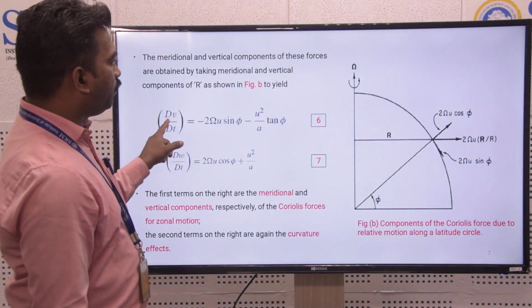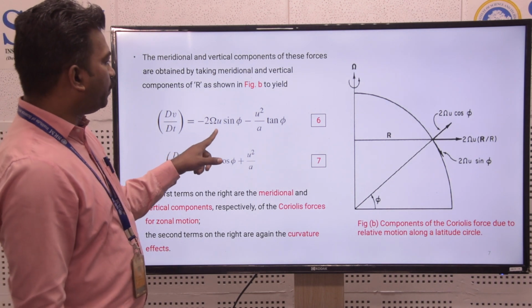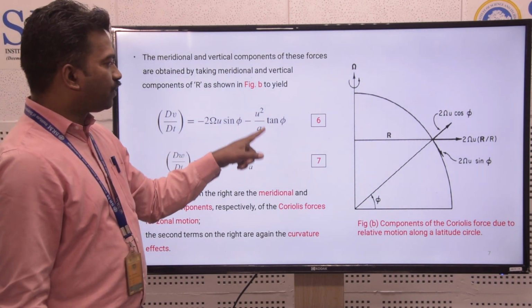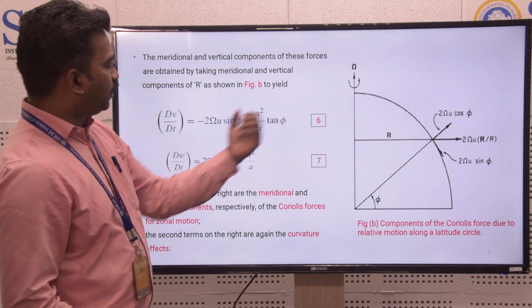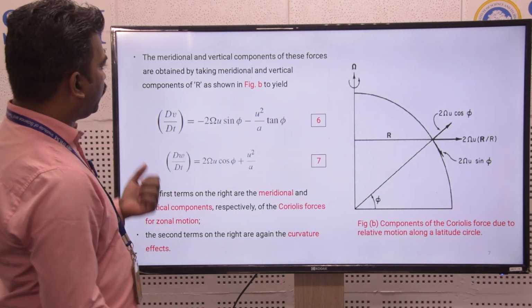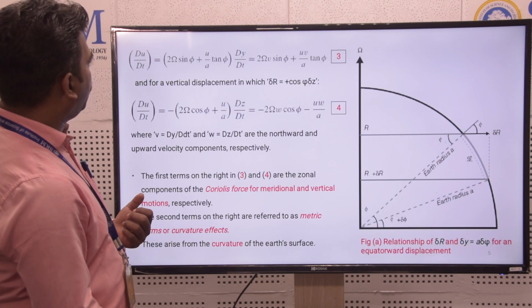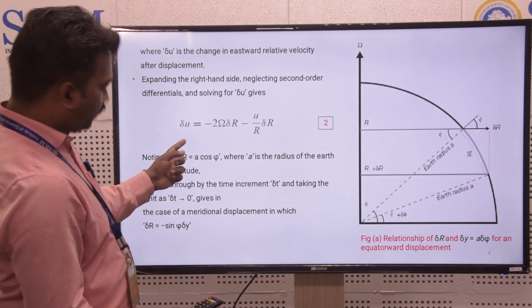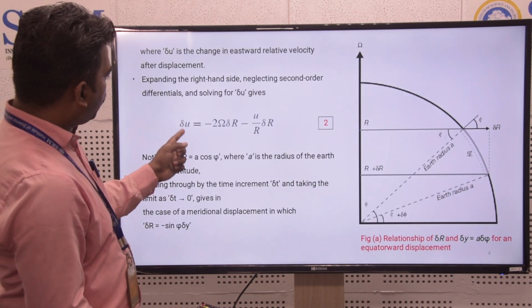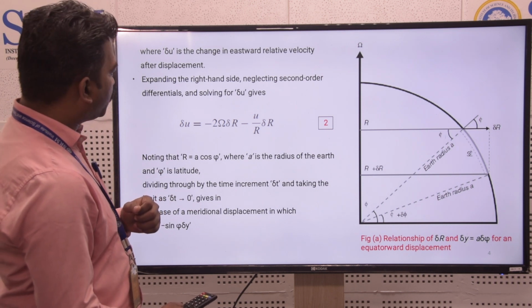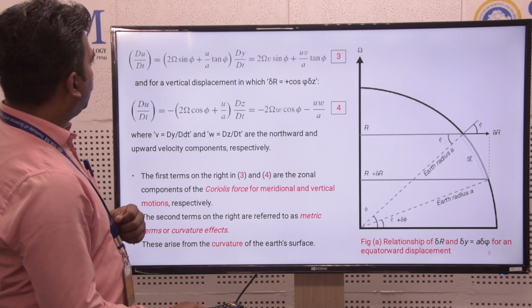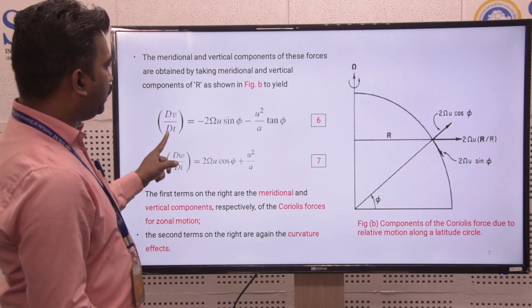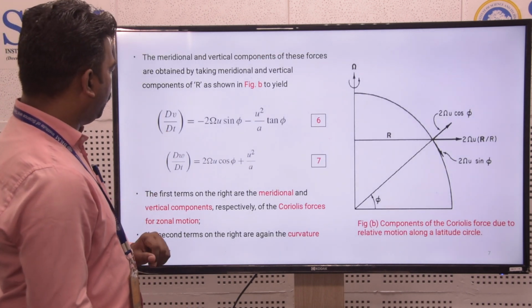Now dv by dt is given as minus 2 omega u sin phi minus u square by a tan phi. This is obtained by taking those components and proceeding similarly to the way we got the expression for du by dt from equation number 2. In a similar way you can also obtain dv by dt as well as dw by dt.